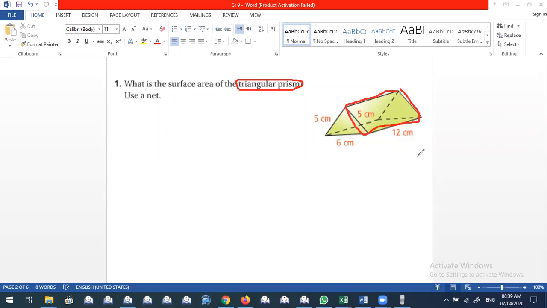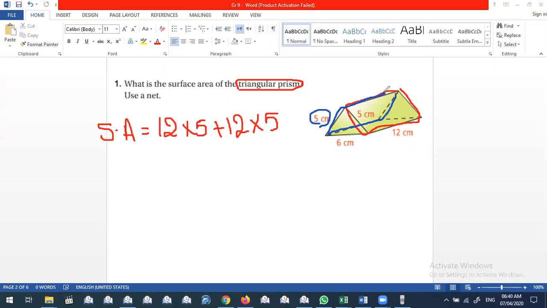This face is a rectangle. Length is 12, width is 5. So step number 1, the surface area equals 12 by 5 plus 12 by 5 again, because we have an opposite face. The opposite face of this is this face. This one was blue, this is the opposite. 5 and 12 also.